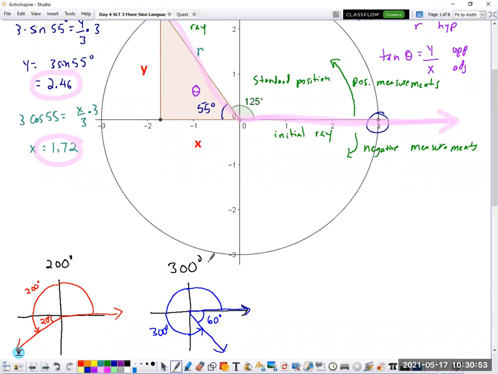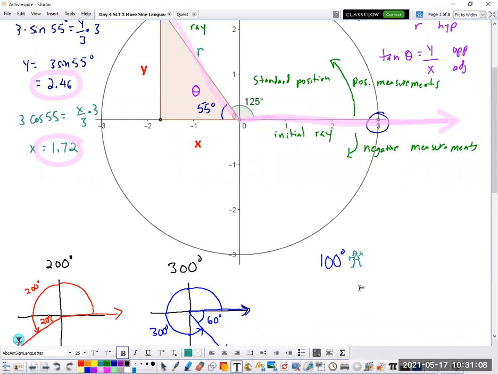Okay. I want everyone, all by yourself, to sketch 100 degrees. In case you see a theme here, I'm trying to keep the numbers nice and easy. 100 degrees. Everybody sketch 100 degrees in standard position.